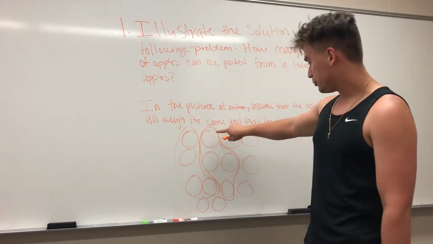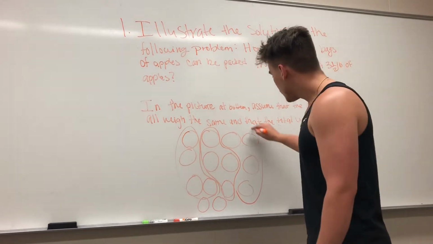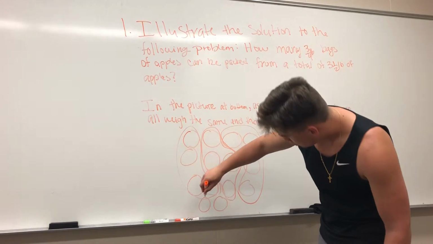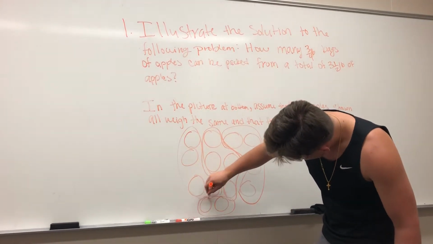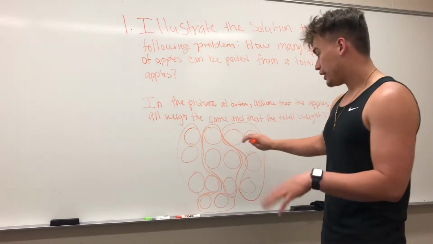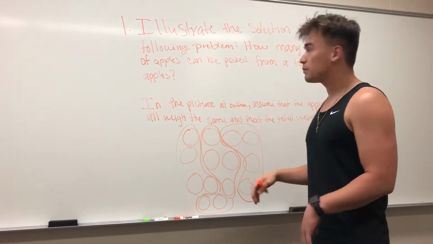This is gonna be another group. This is going to be your third group, which gives you your 3 pounds. And these 2 at the bottom would be your half, because 2 is half of 4. So now you have your 3.5 pounds of apples.